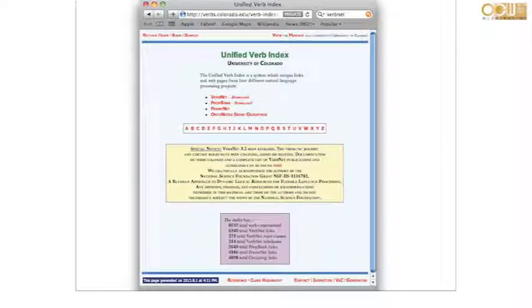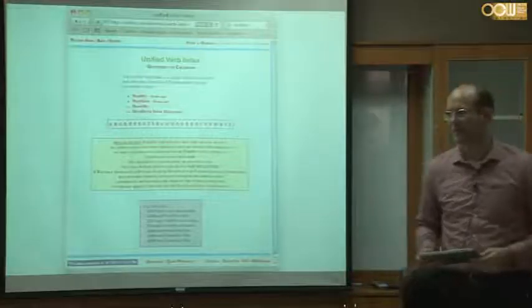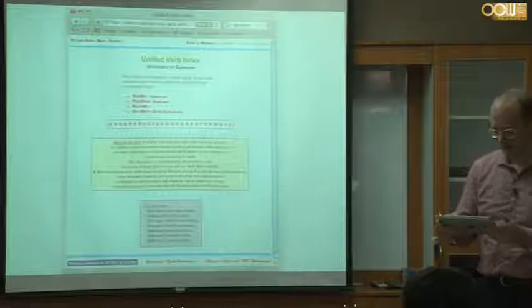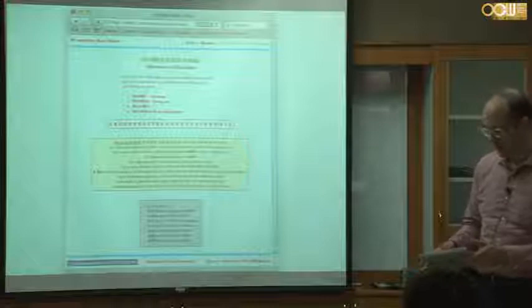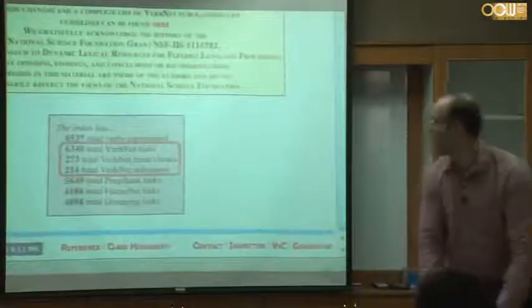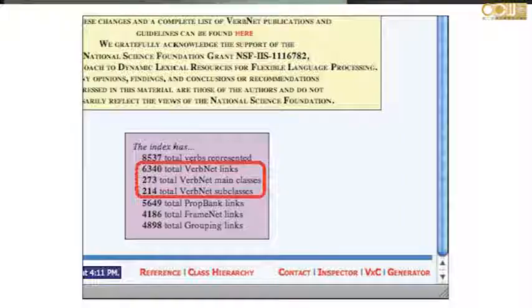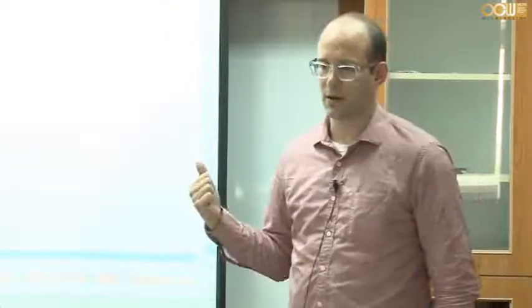How many people have seen VerbNet, by the way? Just curious. No? Nobody? I would have thought at least a couple of people. So you can find this online. This is the website, as part of the Unified Verb Index. The most important part that I'm interested in here is the VerbNet part. They've got a little over 6,000 verbs classified syntactically into a little over 270 classes, plus some subclasses. Since they've already done the hard work of the syntactic classification, we're focusing on those verbs.